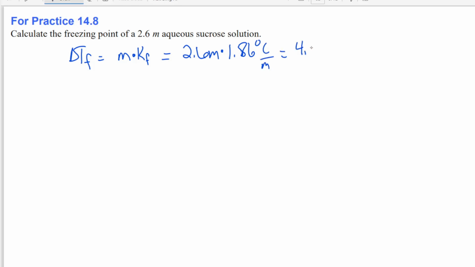So that's equal to 4.8 degrees C. So our freezing point will be lowered by 4.8 degrees C. So the freezing point for this solution is going to be equal to the normal freezing point for water, which is 0, minus 4.8 degrees C. So that's equal to negative 4.8 degrees C.